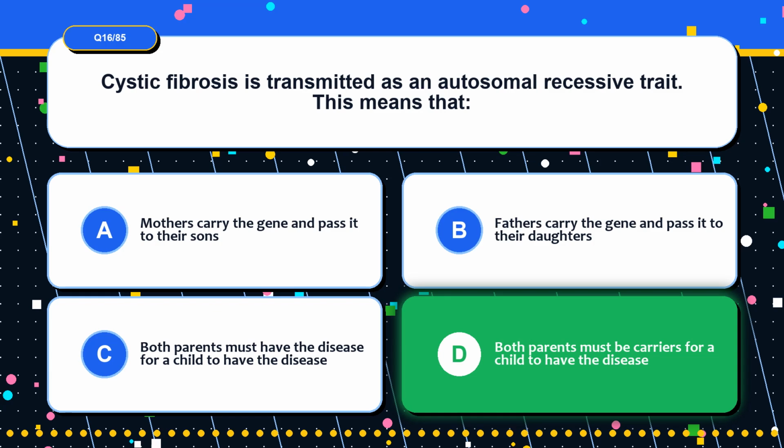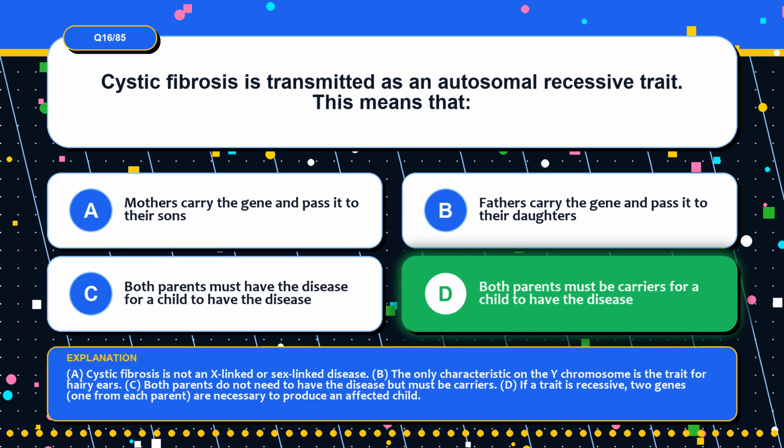The correct answer is option D. Both parents must be carriers for a child to have the disease. A. Cystic fibrosis is not an X-linked or sex-linked disease. B. The only characteristic on the Y chromosome is the trait for hairy ears. C. Both parents do not need to have the disease, but must be carriers. D. If a trait is recessive, 2 genes, one from each parent, are necessary to produce an affected child.